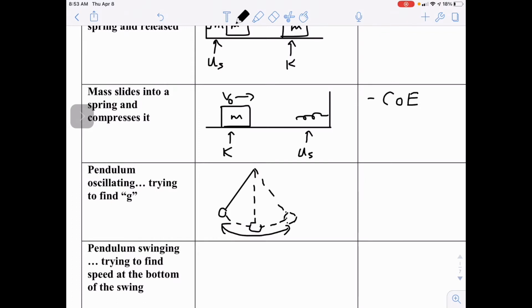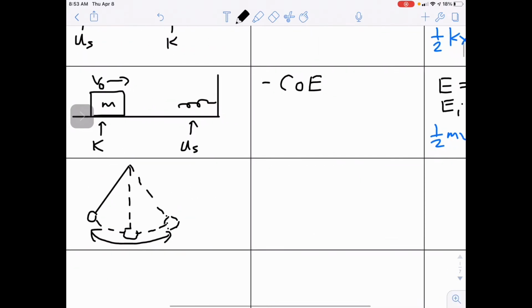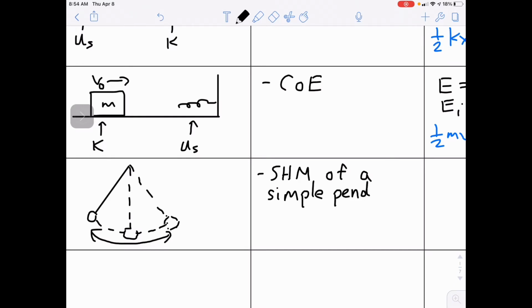Now, the concept in this one is simple harmonic motion again, but it's simple harmonic motion of what is called a simple pendulum. A simple pendulum is defined as a pendulum that has essentially a massless string attached to a bob at the end of the string, and the bob is the only thing that has mass.